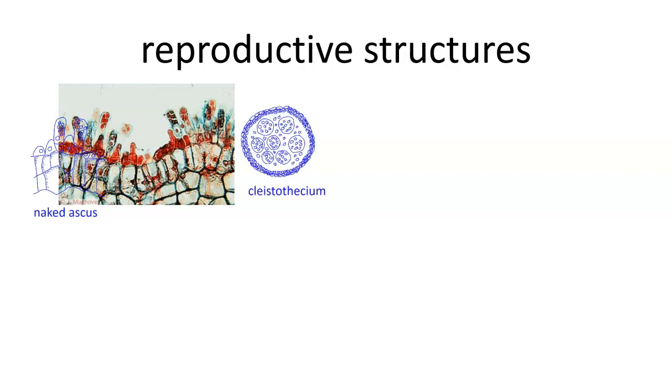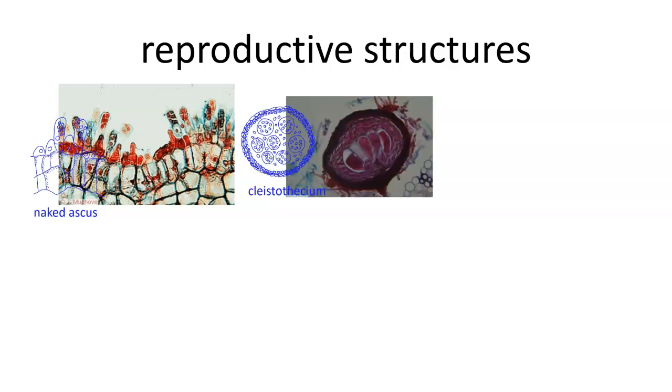Here we have a cleistothecium. A cleistothecium has the asci scattered on the inside. It is closed, circular in shape, and the spores are released after it breaks open, and that would be represented by this. And you can see the asci on the inside where the spores are being formed.